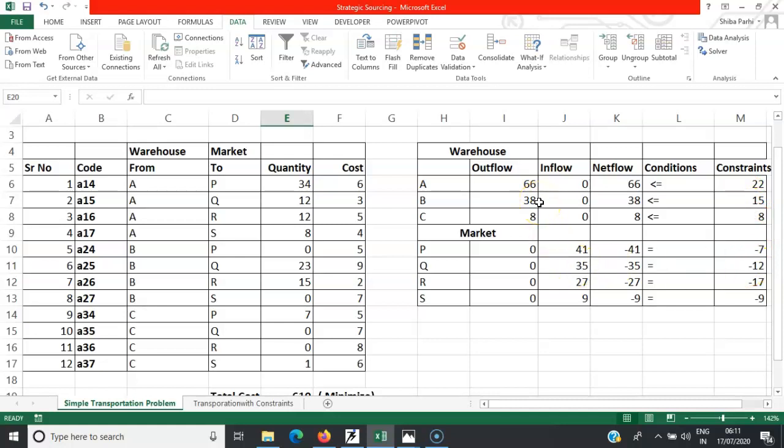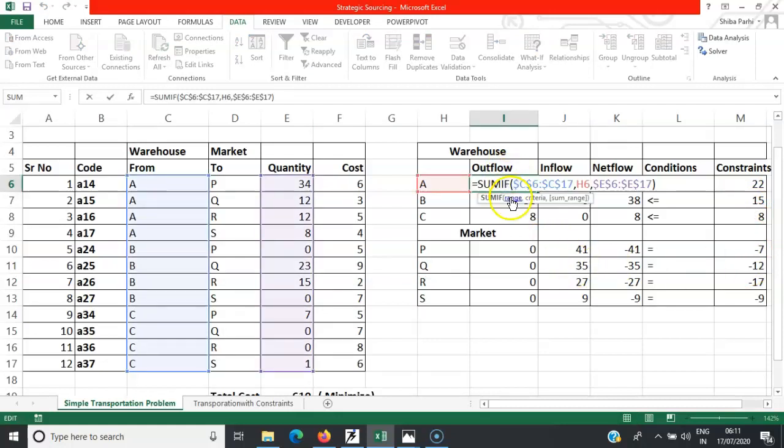So to optimize this, we have to find out the SUMIF formula. Just see the formula, how this is the from, and this is the range. These are the range, and the criteria is A, from the warehouse A, how much quantity is being supplied, that we want to calculate. So through this SUMIF, this is for A, and similarly the same SUMIF formula for B. This is for B, and similarly for C.